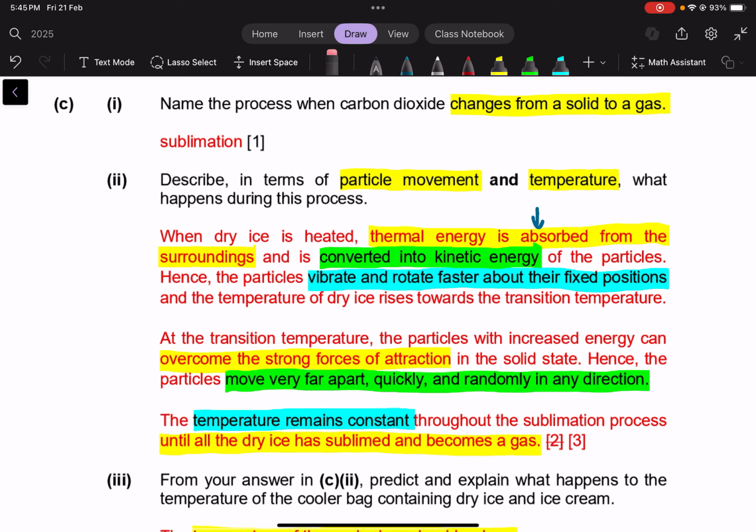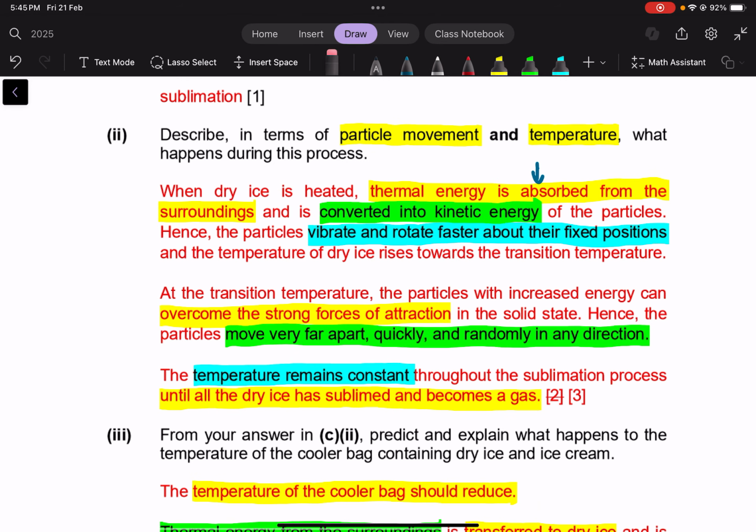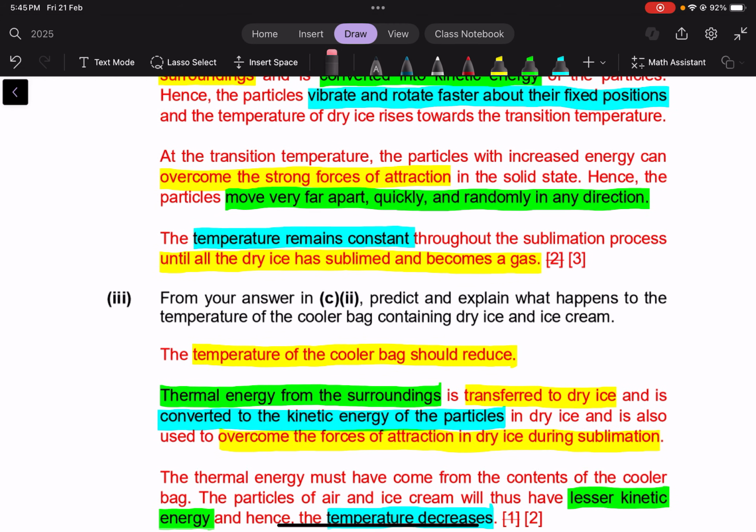Then the second part of this question, we have to explain in terms of temperature. So with that in mind, what happens to the temperature? We always have to link back to the concept that thermal energy, during a change in state, is not being used to increase the kinetic energy of the particles, but rather to overcome the forces of attraction. So because there's no increase in KE, and since KE is proportional to temperature, there will be no change in temperature.